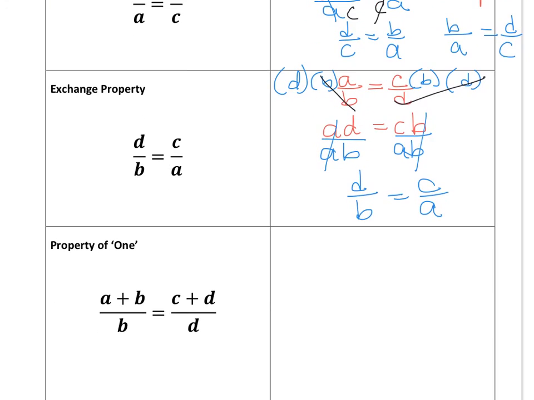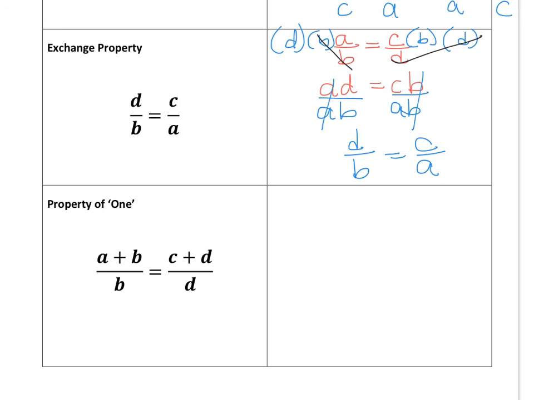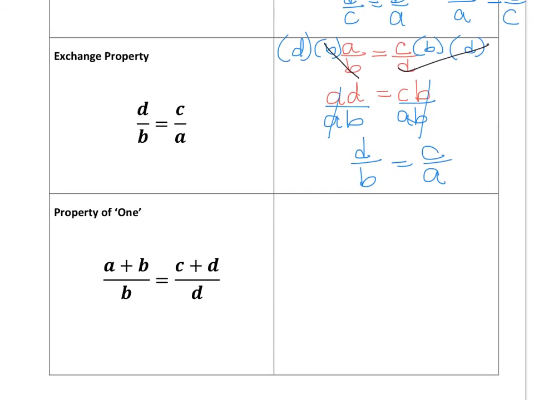And finally, we have the property of 1. The property of 1 states that if A is to B as C is to D, then this is true. So the sum of A and B over B equals the sum of C and D over D. So how can we prove this? Well, this one's easier, and we're not going to start with the cross products. We've got if A is to B.